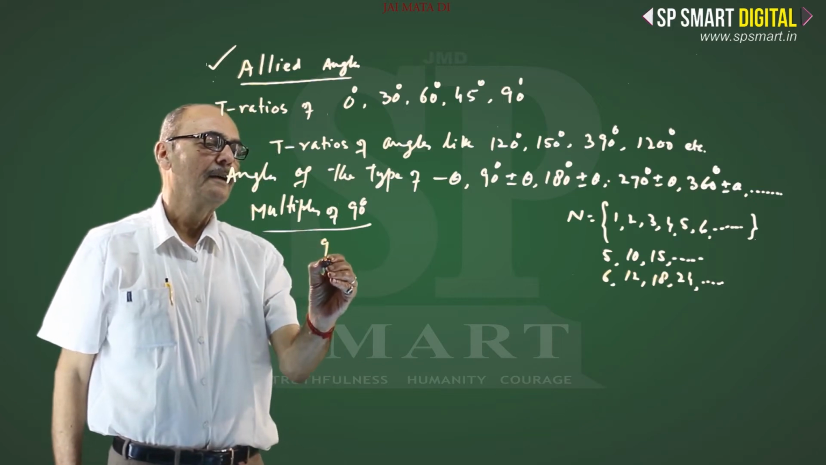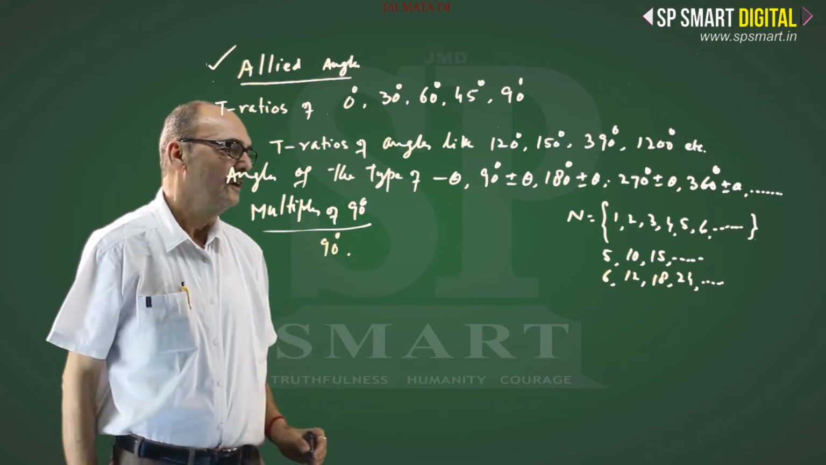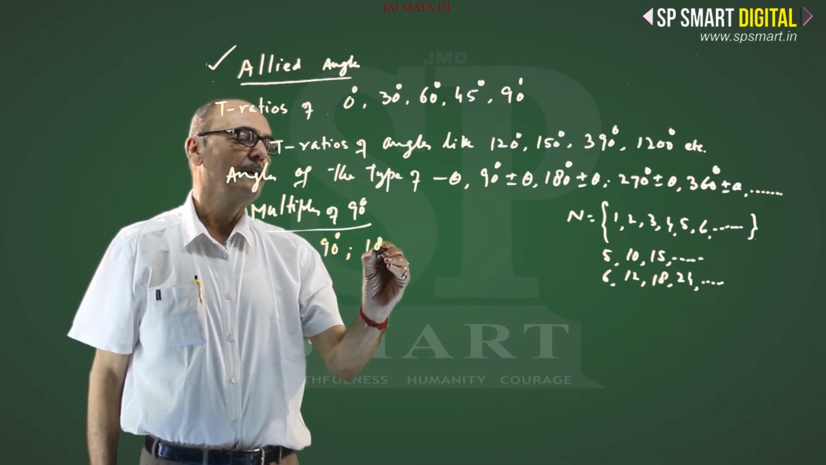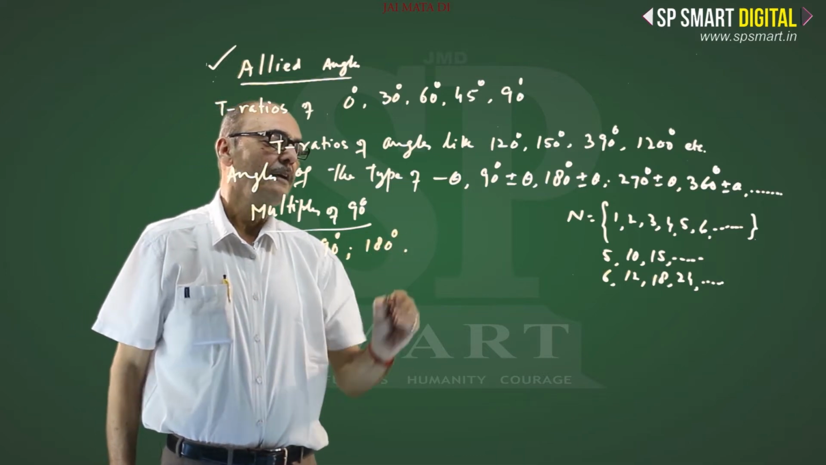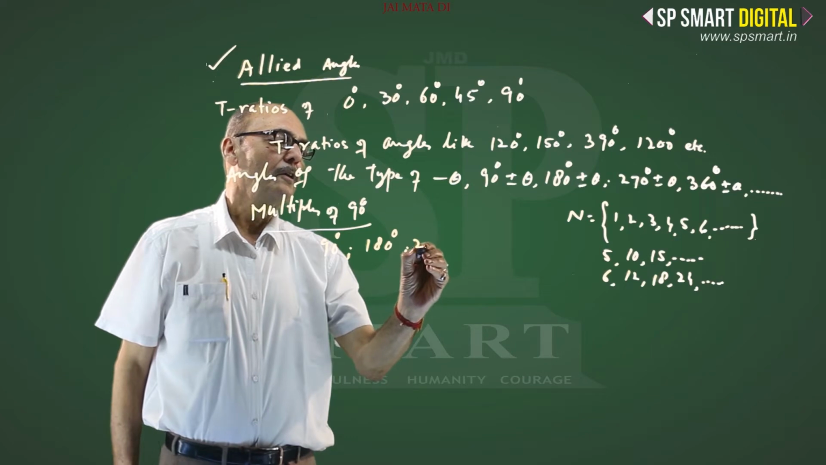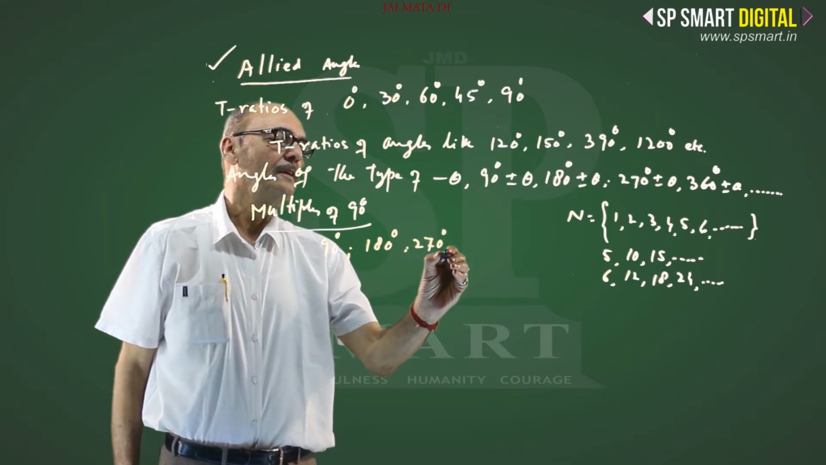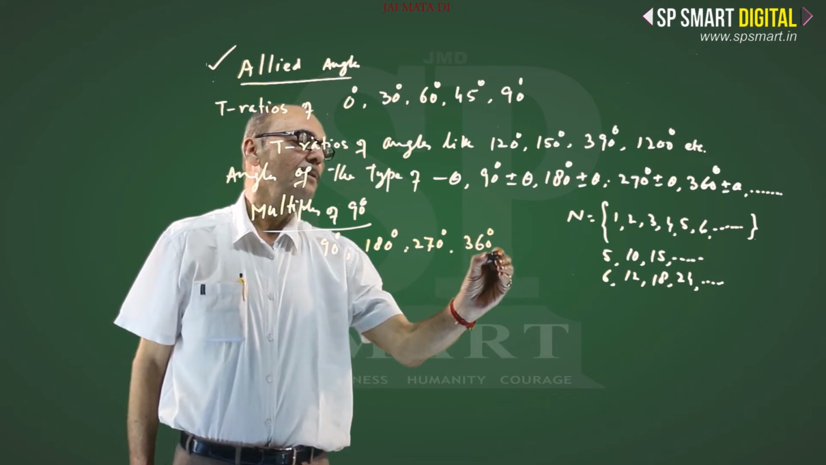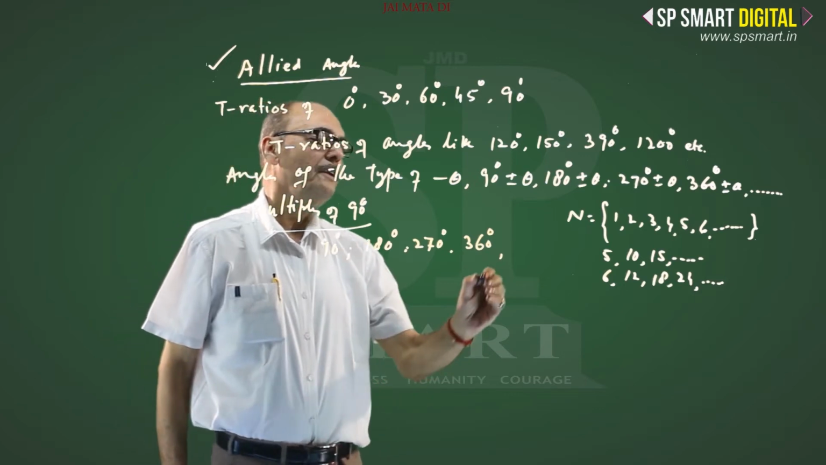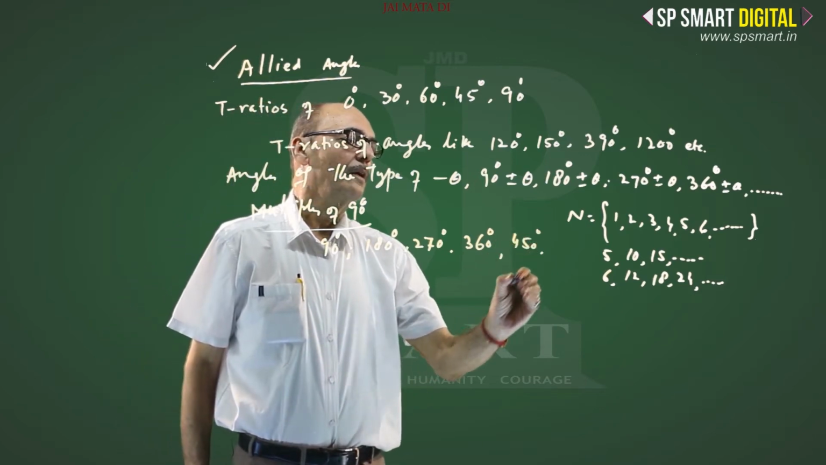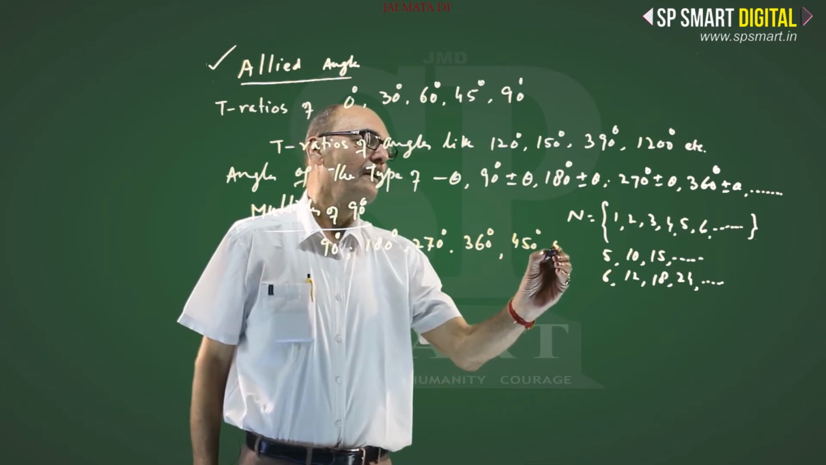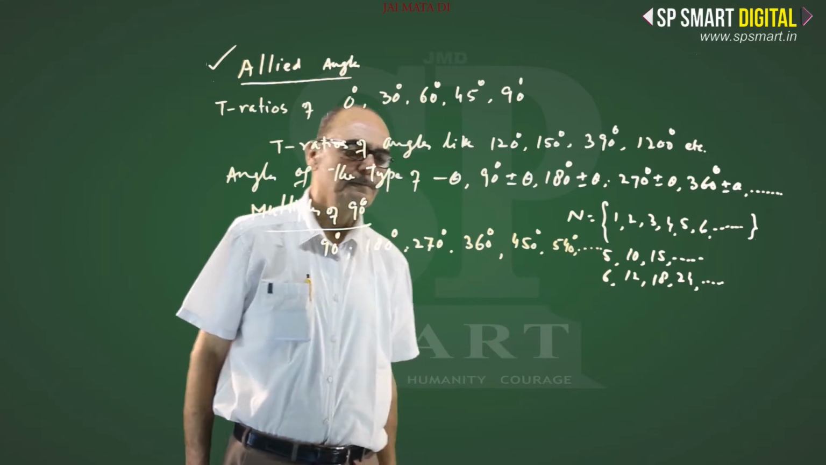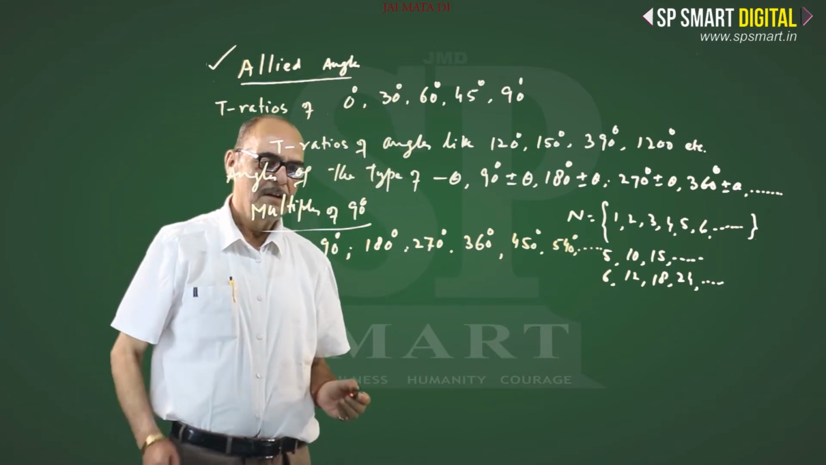So, multiples of 90: if we have these natural numbers and multiply each natural number by 90, we get 90 degree itself, 2 into 90, 180 degrees, 3 into 90, 270 degrees, 4 into 90, 360, 5 into 90, 450, 6 into 90, 540, and so on.